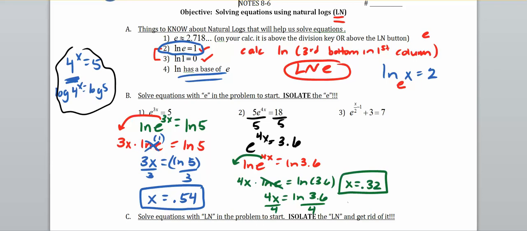All right, look at number 3. If you want to try this one on your own, go ahead. If not, stay with me. We're going to isolate our e to start. Here's my e.